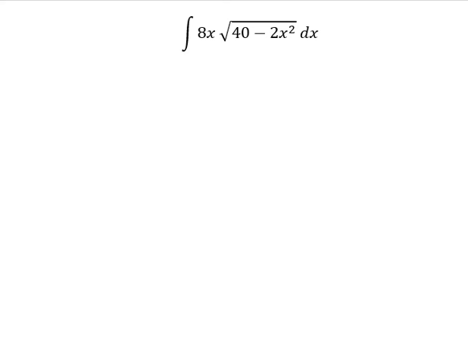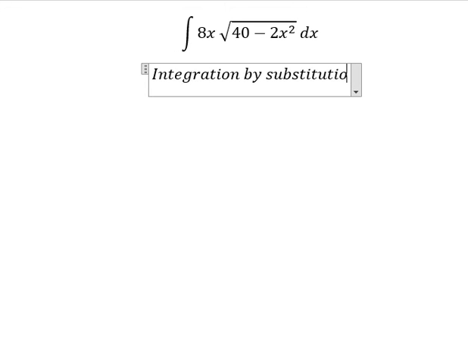Hello everybody. So today I want to talk about calculus. The topic today is about integration. So now I want to show you how to answer. We need to use integration by substitution.